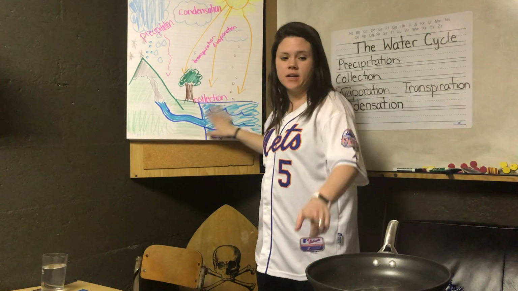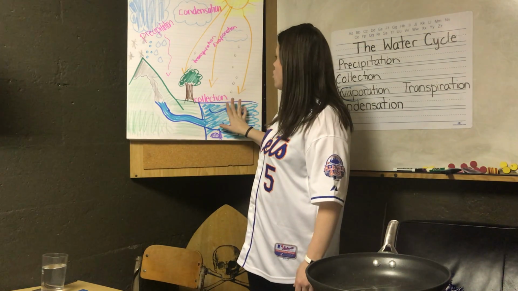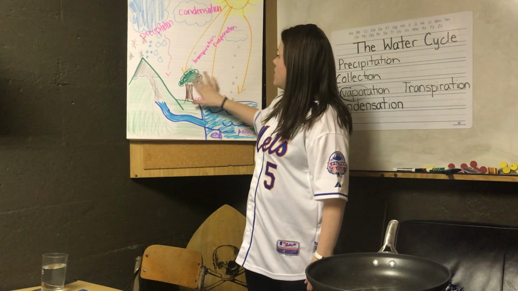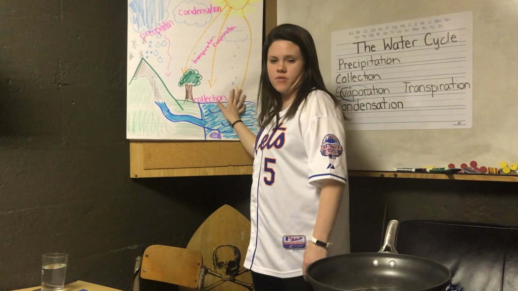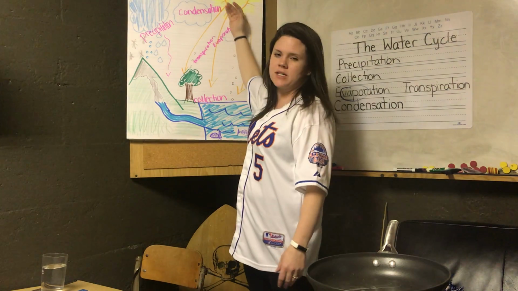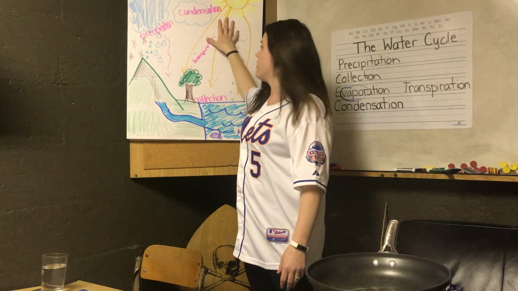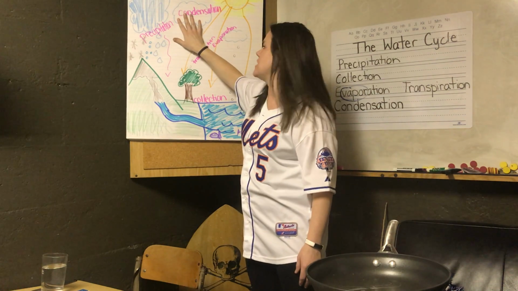So the water is in a collection. That's what it's doing right now. The water was in a collection, and it's getting warmed up. And if it was in a plant or a tree, it would be transpiration. If it's in the lake or the river, or even a puddle on the ground, it's evaporation, and it's going up into the sky where it's warmed up. And if it cools off and becomes a cloud, that's when it's called condensation.